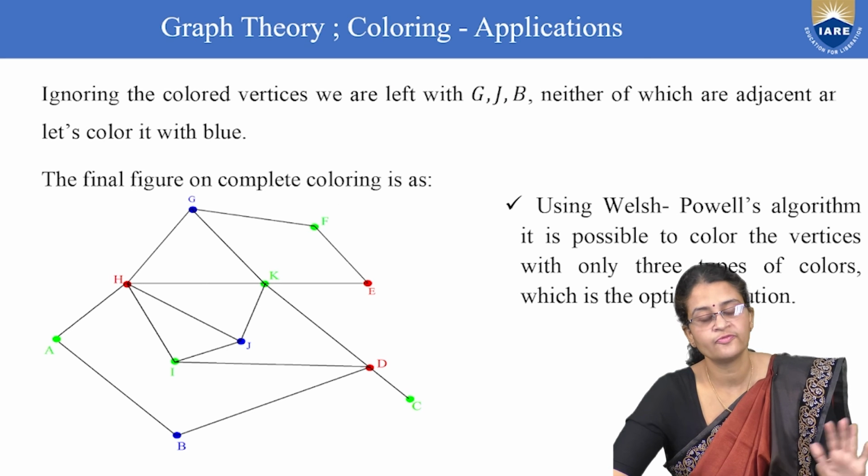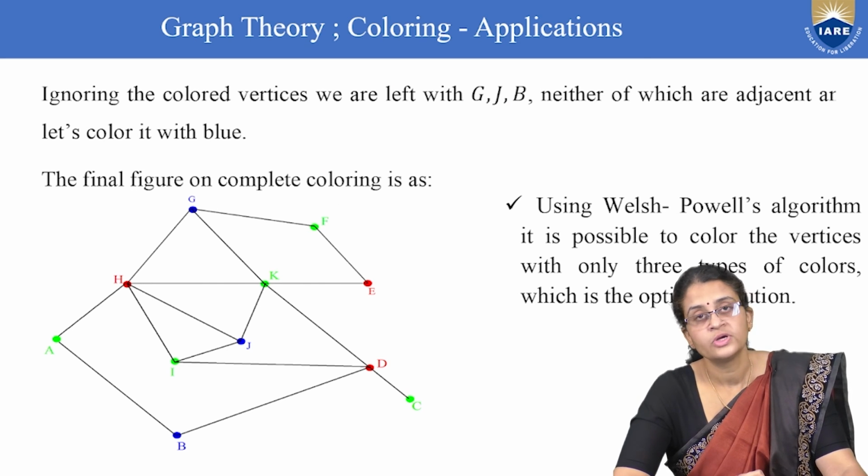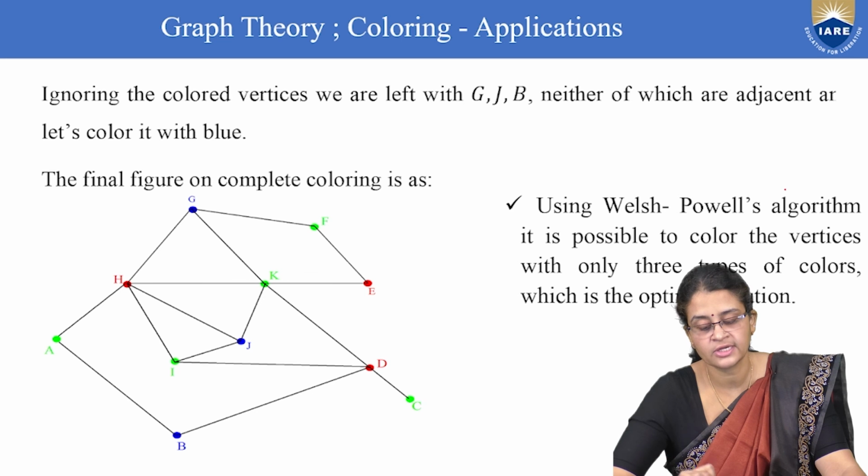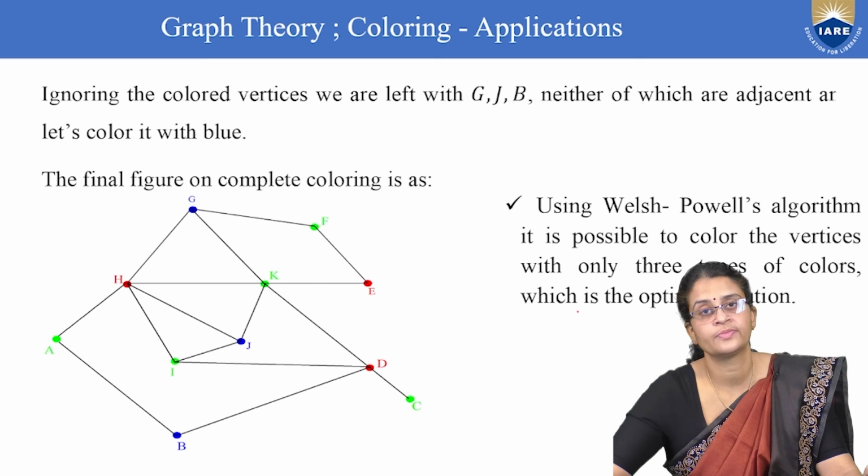So using this, blue is used, and this final graph is like this. So the result we got is, using Welsh-Powell's algorithm, it is possible to color the vertices with only 3 types of colors, which is the optimal solution.